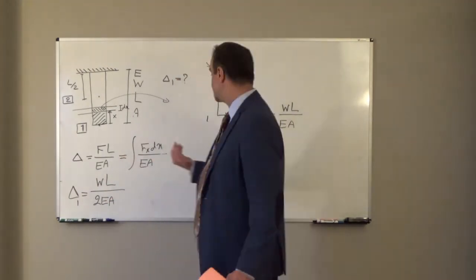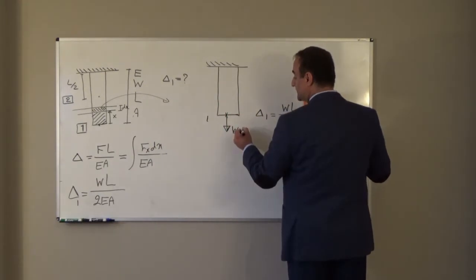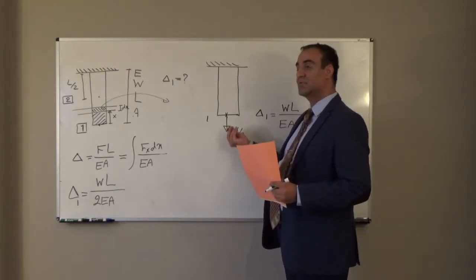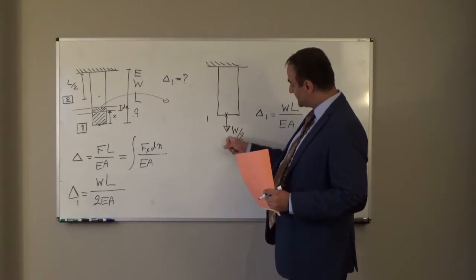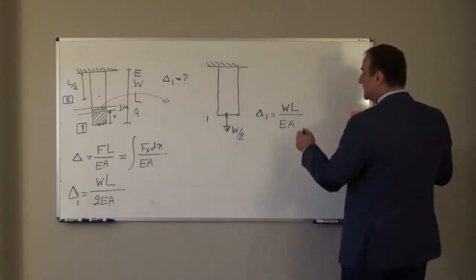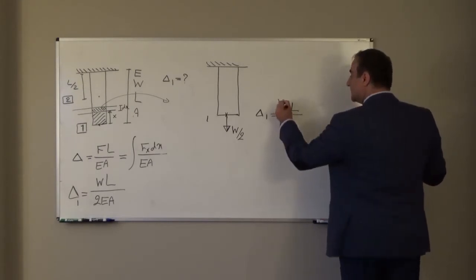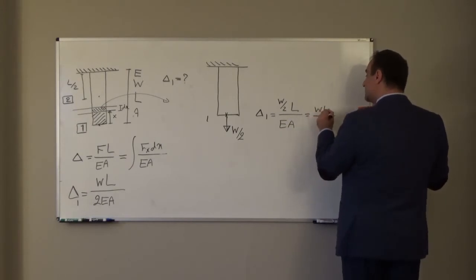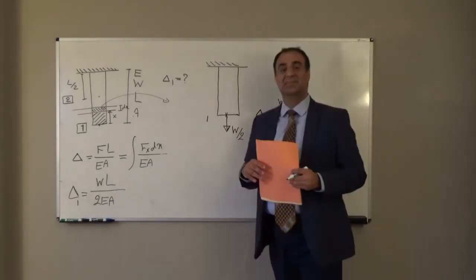So I can model this: instead of self weight, it is hanging under half of the total weight applied as an external load at the end. So if I make this, instead of total weight W, half of total weight, W over 2, times L over EA, which is equal to WL over 2EA. We will have the same answer.